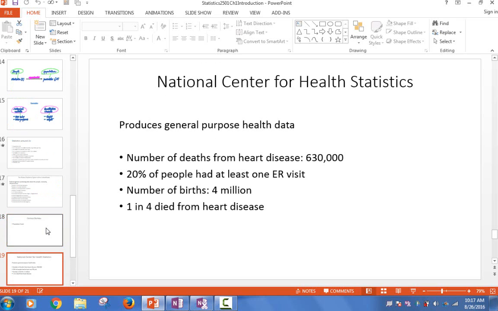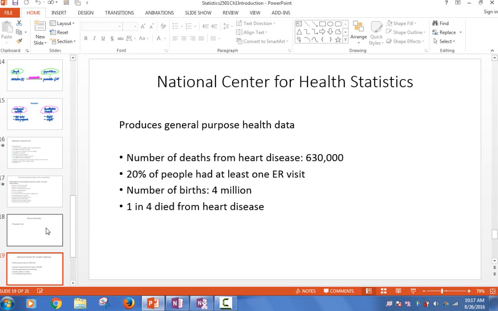And the National Center for Health Statistics, this agency produces general purpose health data. So the number of deaths from heart disease, I don't know what year it was, but in some year it was 630,000. 20% of people had at least one ER visit. Number of births, and 1 in 4 died from heart disease, and so on.